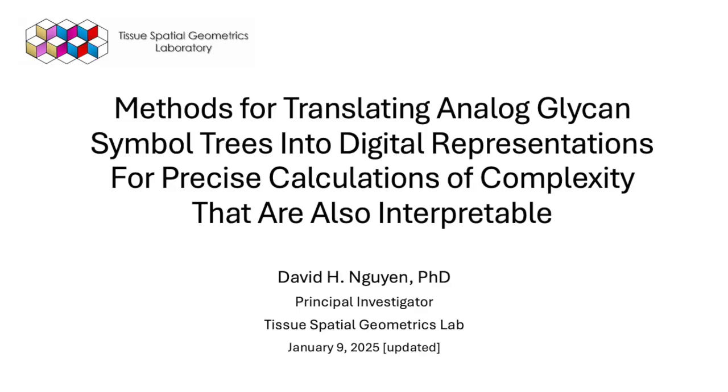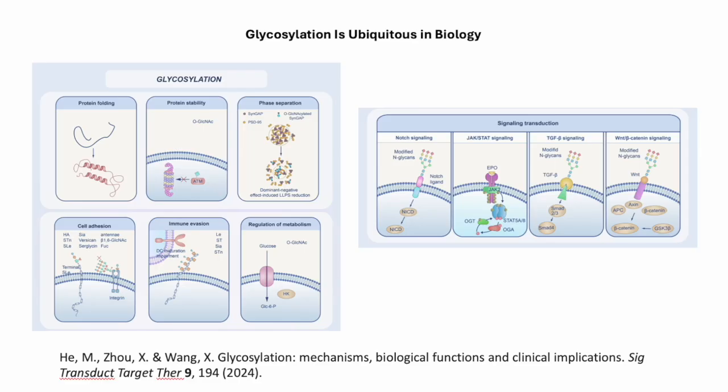The focus of my research is to develop algorithms to quantify shapes in 3 dimensions to understand biology. I've been working on methods to help crack the glycan code, and in this presentation, I'm going to talk about one of them. Glycosylation is the addition of sugar molecules to proteins and lipids, and glycosylation is involved in almost every aspect of how the cell works, from protein stability to cell adhesion, all the way to signal transduction.